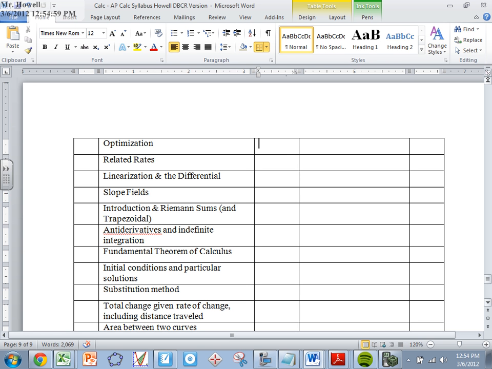Okay? So curve sketching, which is on the previous page. Please write these down. Curve sketching, and then these 4. Okay? Curve sketching and those 4. Some people have trouble with optimization and related rates, so you might want to start looking at old stuff.